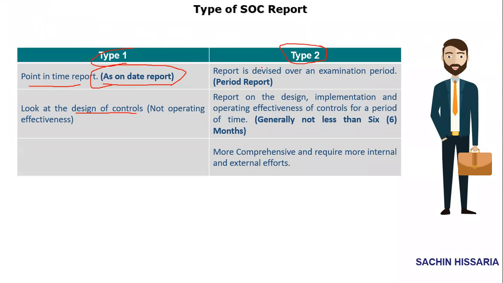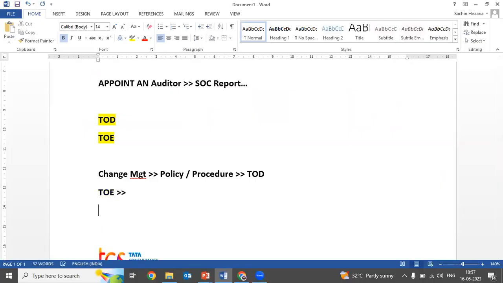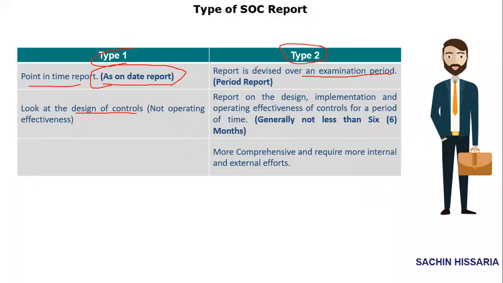Whereas type 2 reports are conducted for a period. For example, suppose you have conducted an audit from 1st January to 31st December. So this is a period report. It is not an as-on-date report. So in SOC, type 2 reports are period reports. And in this report, you will check the design, you will check the implementation and operating effectiveness as well.